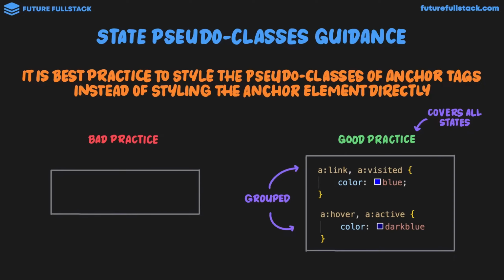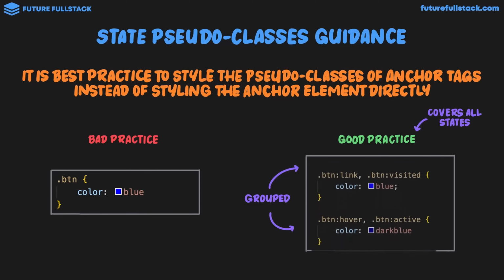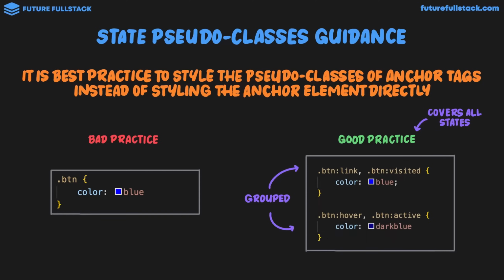For example, this would be considered bad practice, just styling the button, whereas this would be considered good practice, styling the button class pseudo class of link, visited, hover, and active. Now that can seem like a bit of a mouthful. We're targeting the pseudo class of a class, but it is common and don't let it intimidate you. At the end of the day, our BTN class is targeting an anchor tag. So don't let the pseudo class on a class thing throw you off. We're just targeting an anchor tag with the class name BTN. We will be implementing this approach to pseudo classes on our buttons in the Quill project. So stick with me and we'll soon see this in practice.